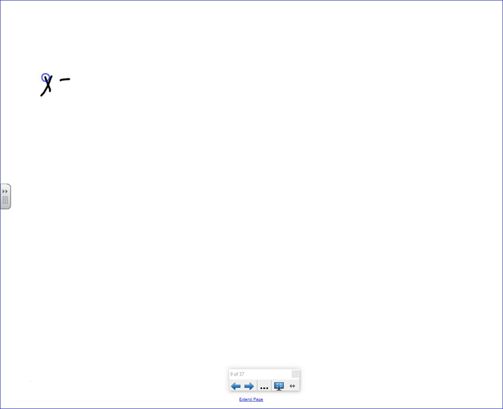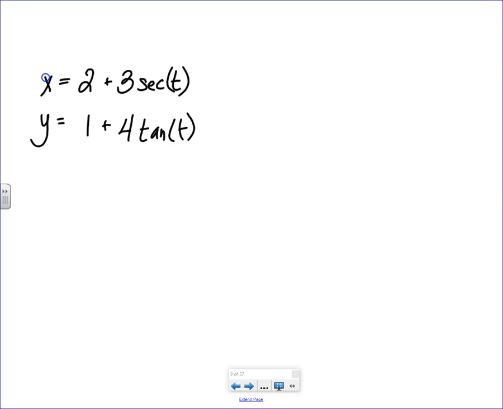What if I were to give you x equals 2 plus 3 secant of t, and y equals 1 plus 4 tangent of t.